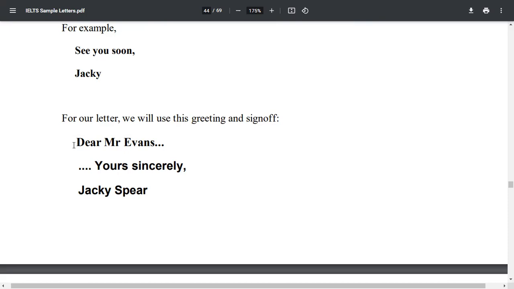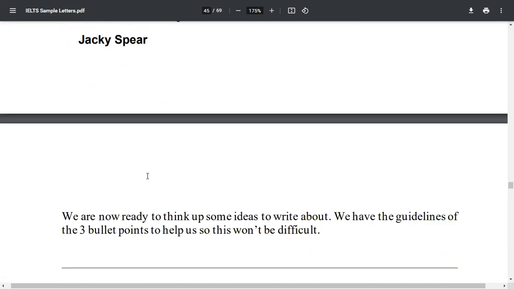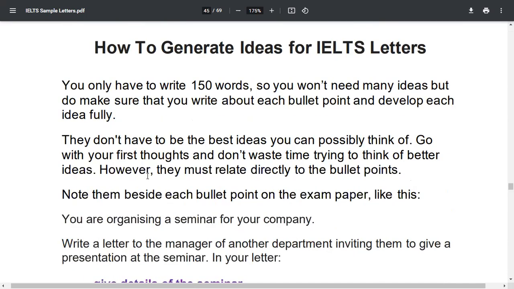So I'm going to start the letter by "Dear Mr. Evans," and I'm going to end the letter by "Yours sincerely, Jackie Spear." As you can see, "Yours sincerely," because I mentioned the name in the beginning. So I have to end by "Yours sincerely," or simply "Kind regards." So now we are ready to start thinking about how to generate ideas for IELTS letters.